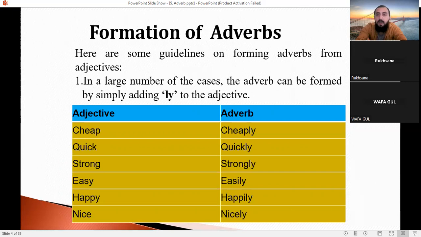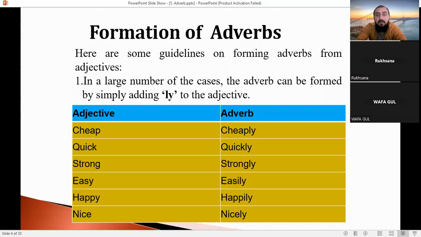For example, you drive the car. How do you drive the car? I drive the car slowly. I drive the car fast. I drive the car carefully. I drive the car carelessly. So these are adverbs of manner. Manner means a way, how something happens, how something occurs.